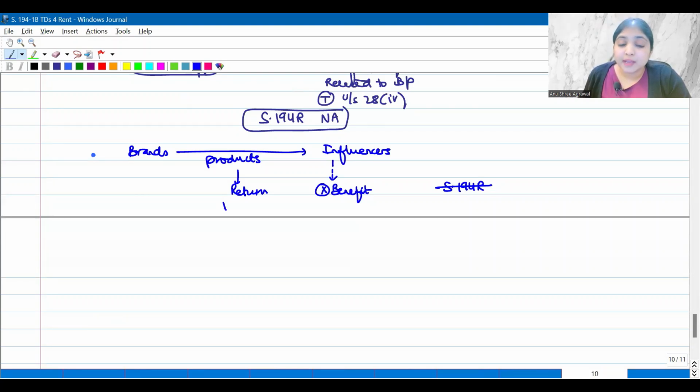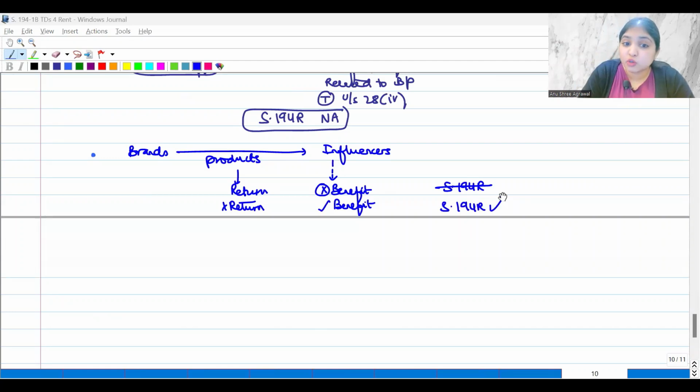But however, if he does not have to return the product, then it is clearly a benefit for him, guys. He got the product for free. He will simply make the reel, he will make the Instagram story, and then he will keep the product. That's a huge benefit for him. So in such case, yes, section 194R will apply.